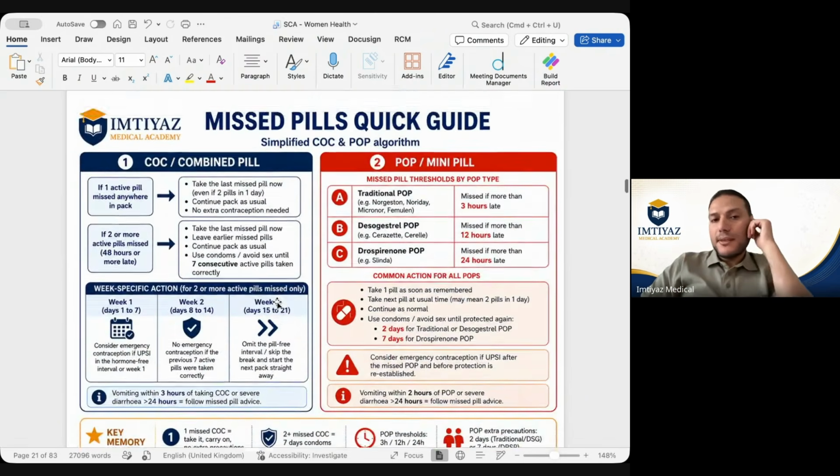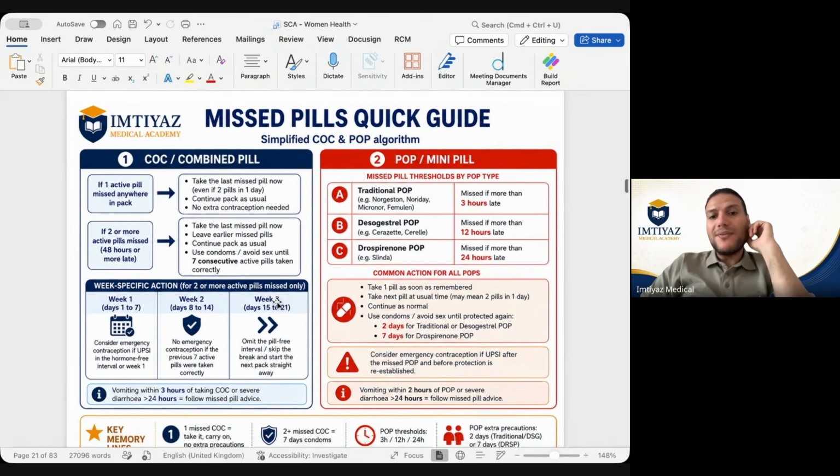So here are the missed pill rules. We try to make it very easy and very simple for you, and I hope this algorithm will make it very easy for you. If she's taking the combined tablets and she missed only 1 tablet, this is the easiest rule. Take the missed tablet as soon as you remember, even if you take 2 tablets on the same day. Then continue as usual, with no extra precautions or contraception needed.